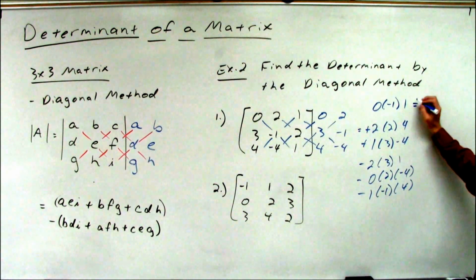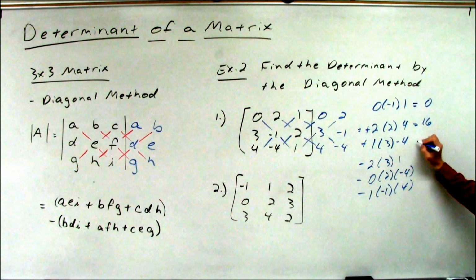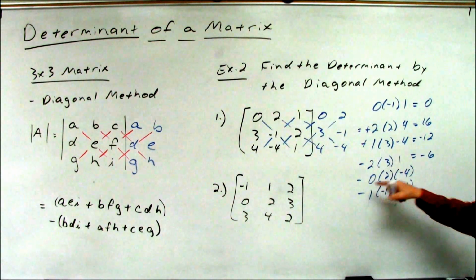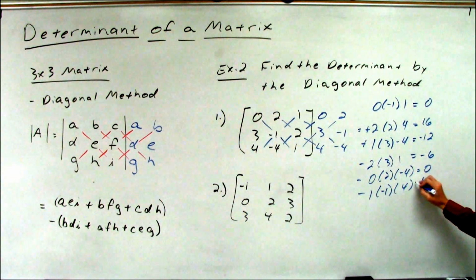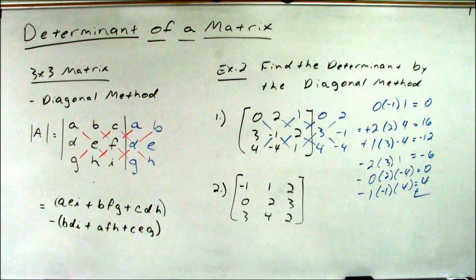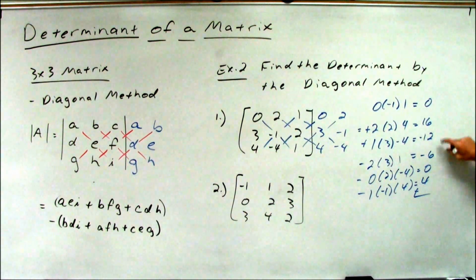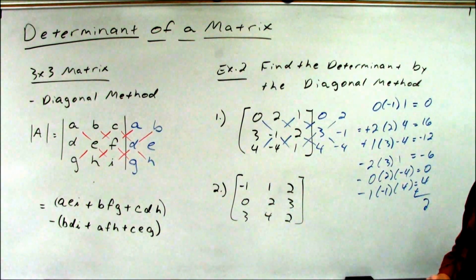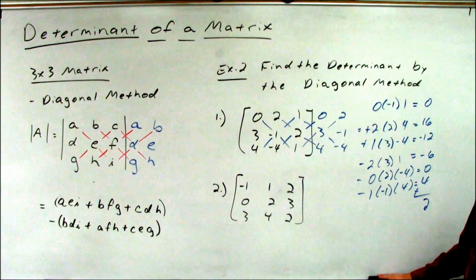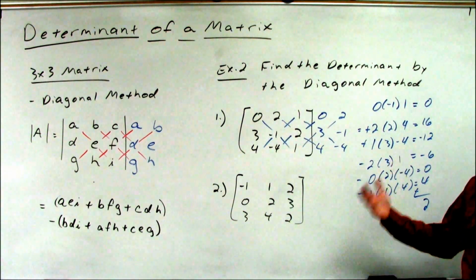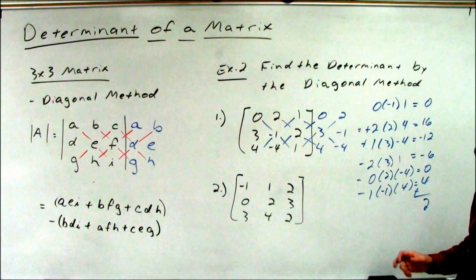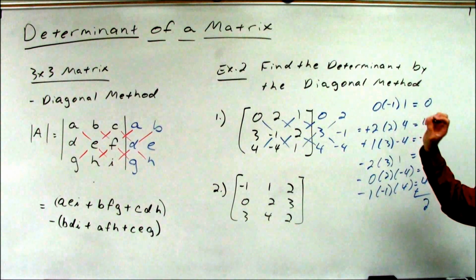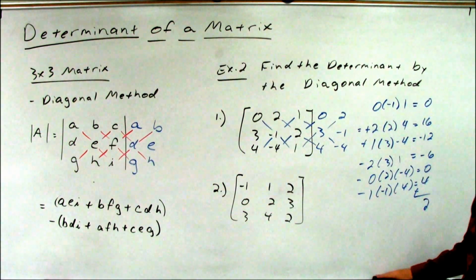When you do that arithmetic, you're going to get 0, 16, negative 12, negative 6, 0, and 4. That total sum should be 20 minus 18, which is 2. So the determinant of this matrix right here is 2. So it's very simple as far as it's just multiplying and adding or subtracting those products. It's like a lot of the matrix stuff, just be organized about it and make sure you're very careful and you get the right numbers paired up in the right orders.